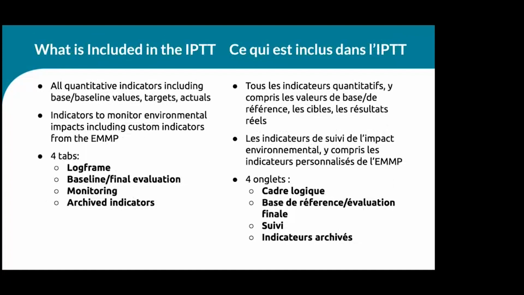So what's included in the IPTT? This has all of the quantitative indicators, including each indicator's baseline value, targets, and actuals. It includes indicators to monitor environmental impacts, including custom indicators. And this will be discussed more in the session focused on that tomorrow. And it has basically 4 tabs. We'll go more in detail for these, but it has a LogFrame tab, a baseline and final evaluation tab, a performance monitoring tab, and then a tab for archived indicators.